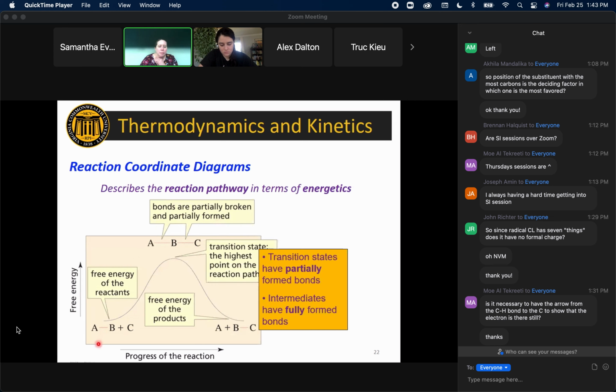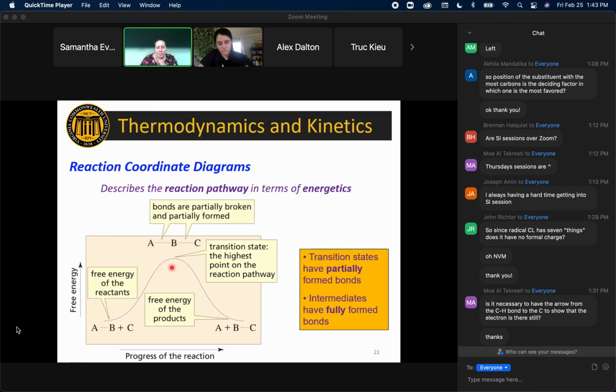I want to take a moment to point out that up here at the tops of mountains, so our local maxima, are transition states. This is going to become important when we have multi-step reactions, but the valleys are called intermediates. And the difference here is that intermediates have fully formed or fully broken bonds, and so they can, in theory, be isolated. Whereas transition states have partial bond formation and partial bond breakage, and cannot be isolated. And again, intermediates are these low points, the valleys on our reaction diagrams. Transition states are the mountaintops.